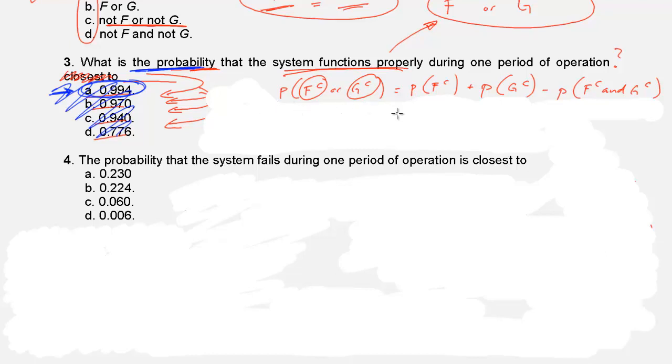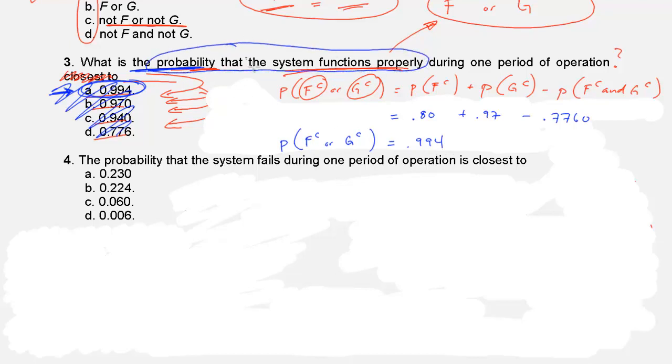I just worked out question number 3, and I showed you that this is 0.8, and this was 0.97, and of course I forget what this one was. This was 0.7760, and when we worked that out, we found that the probability of the complement of F or the complement of G was equal to 0.994. Now look at what that is. That is the probability that the system functions properly. Now they want, in question number 4, the probability that the system fails during one period of operation. Same as before, that was during one period of operation.